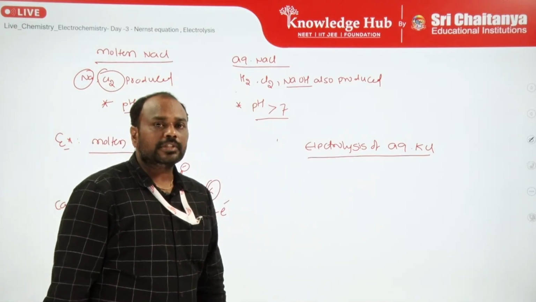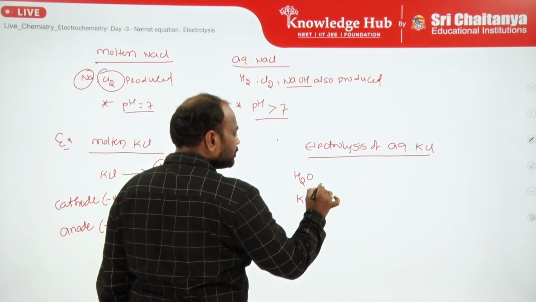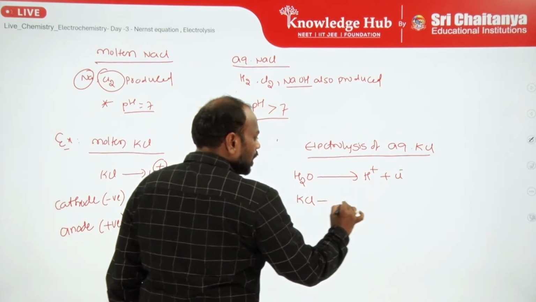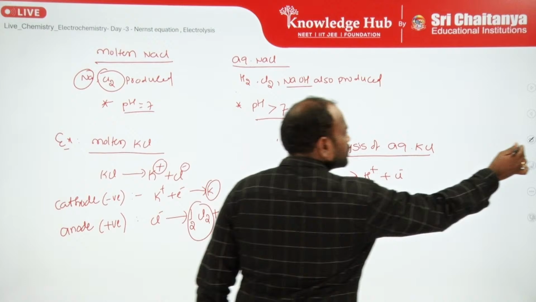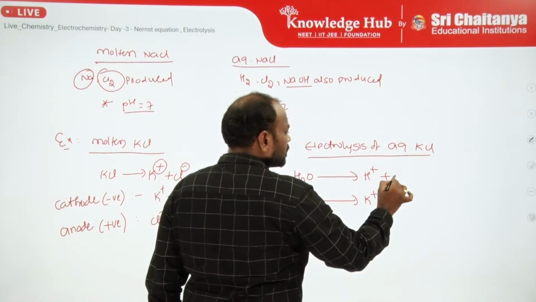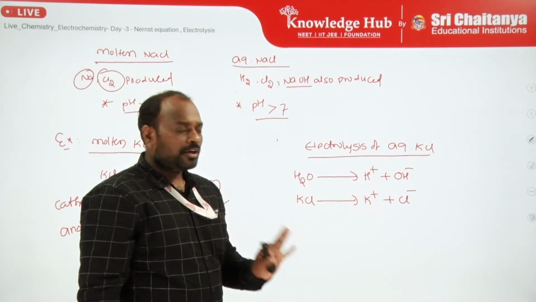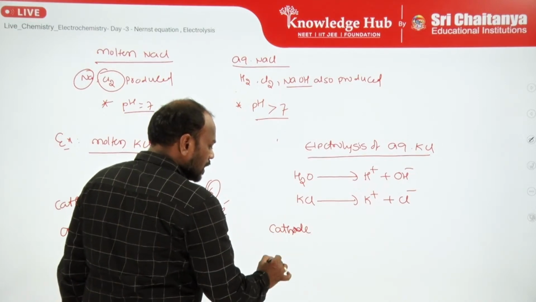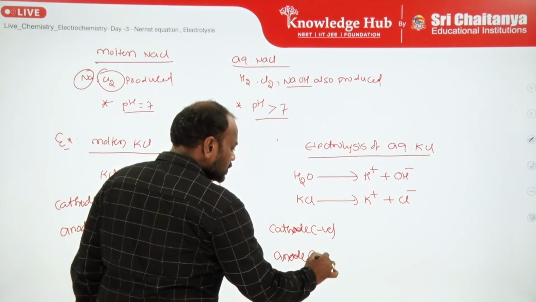But if you see aqueous KCl, aqueous means water is present along with KCl. By passage of current, what do we get here? H plus, OH minus, K plus, Cl minus. Sorry, here it is the OH minus, here Cl minus. So we have two cations and two anions. Cathode, anode. Cathode is negatively charged, anode is positively charged.